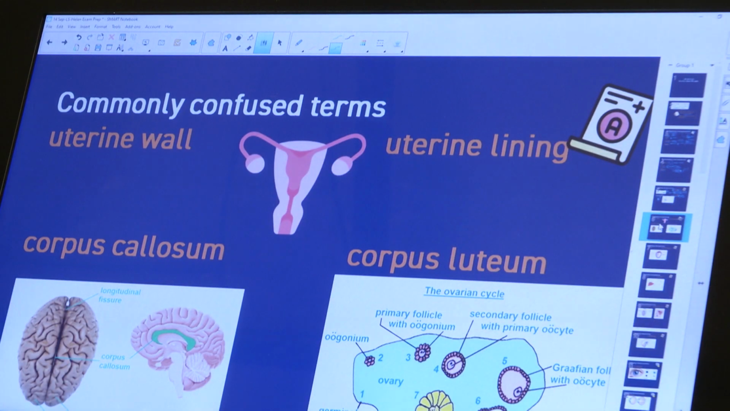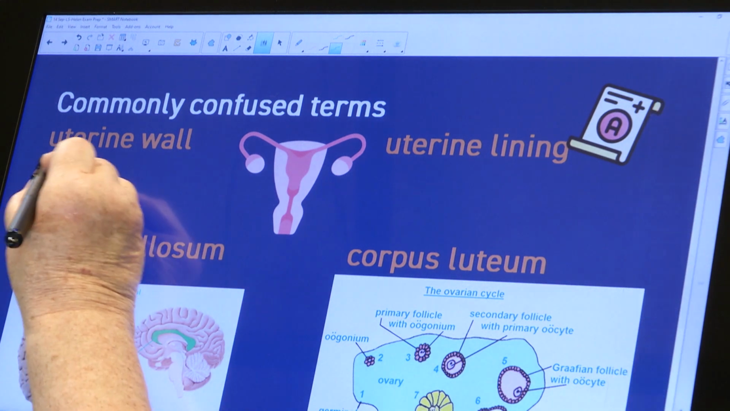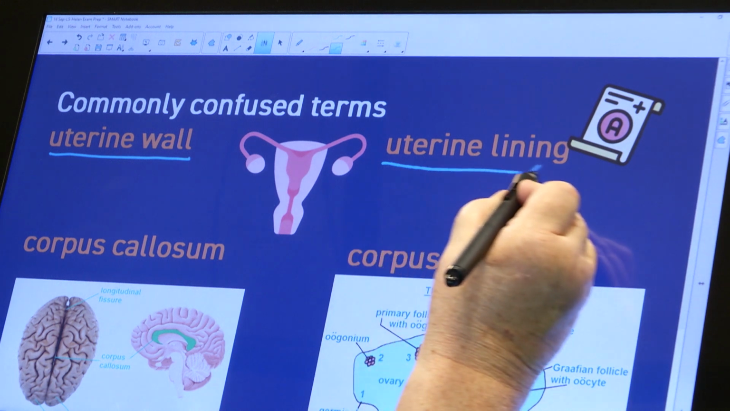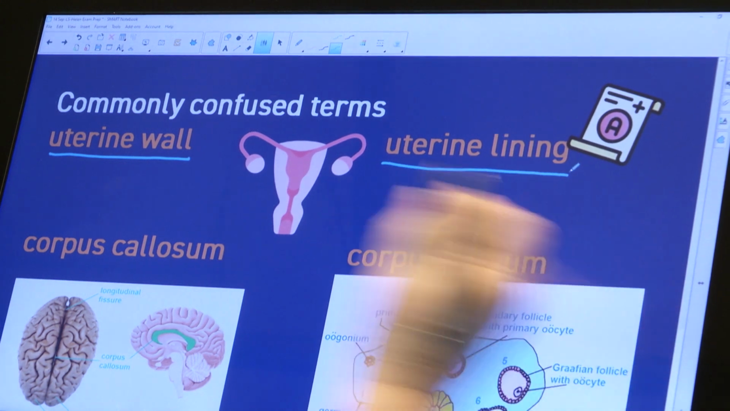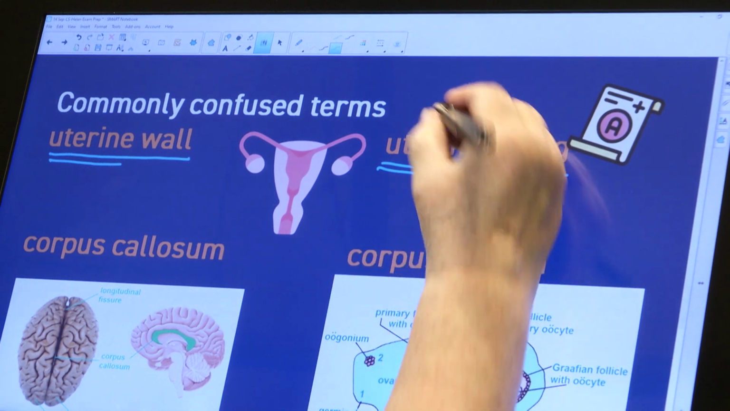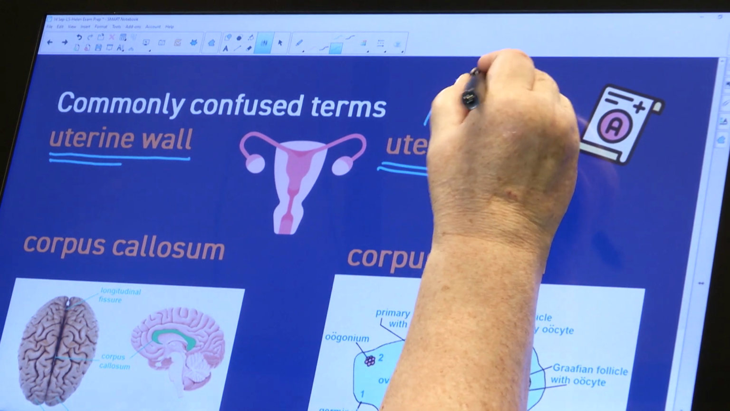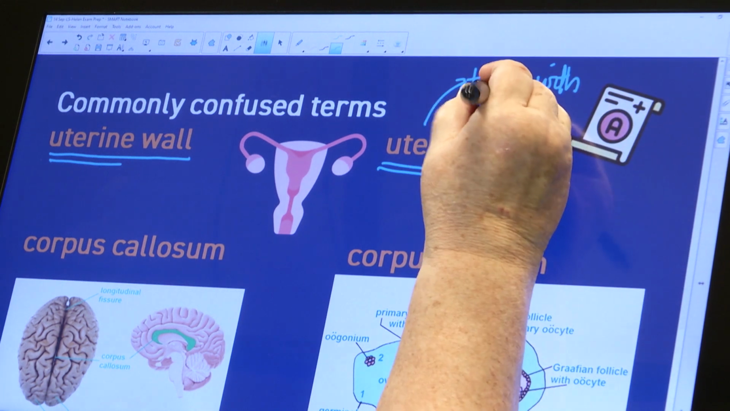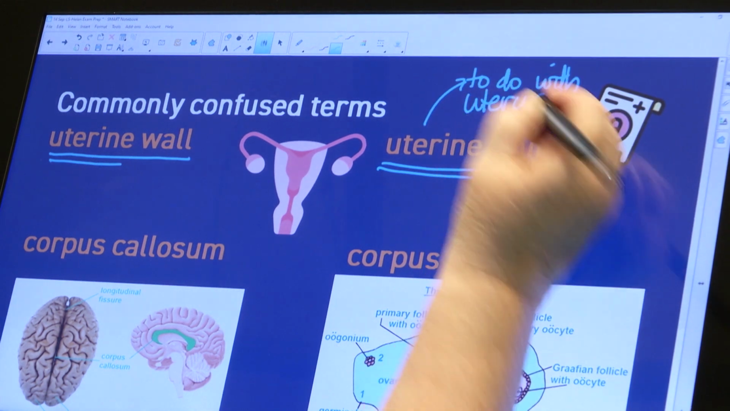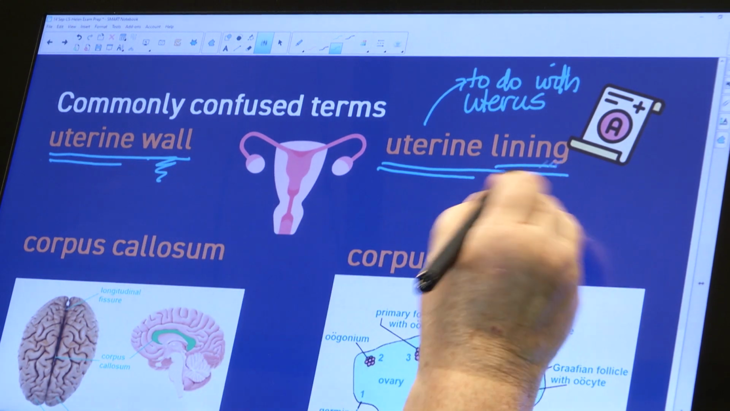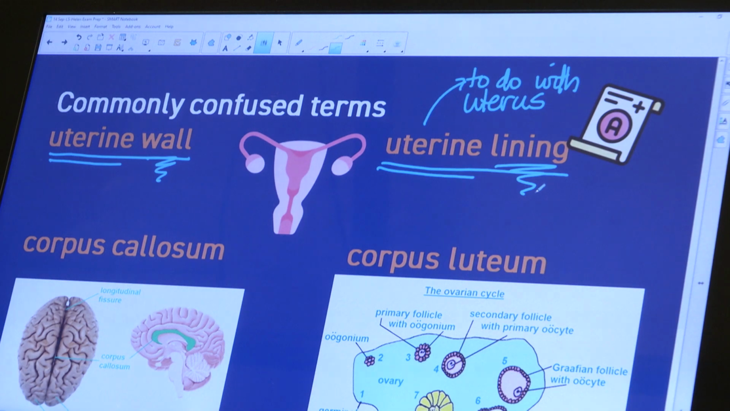Commonly confused terms, uterine wall and uterine lining. They both have the term uterine, which means to do with the uterus. That much is clear, but the uterine wall and the uterine lining are two very different things.